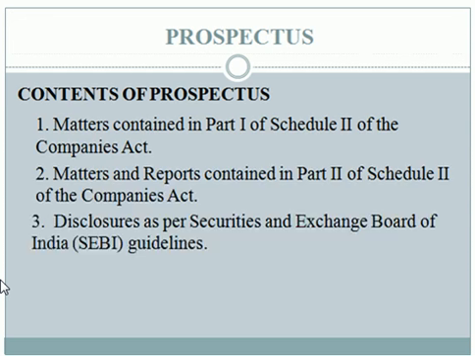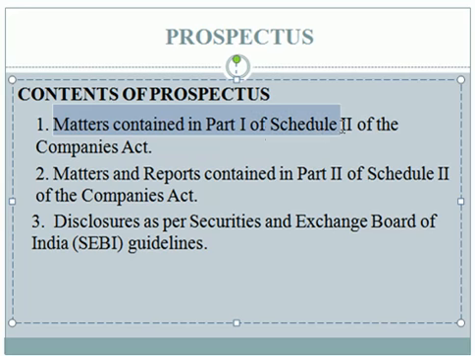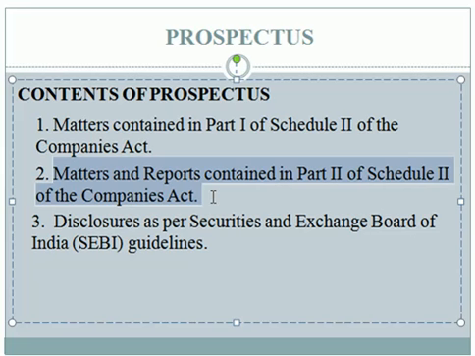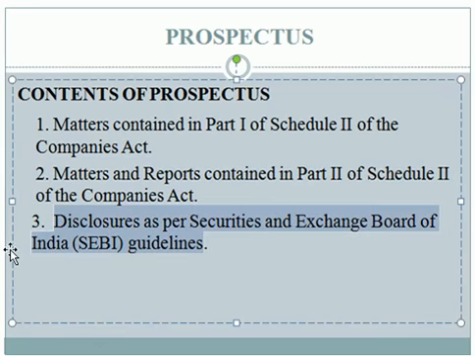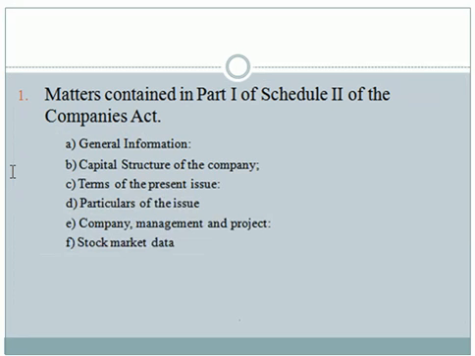To begin with, these are the three major contents of a prospectus. Matters contained in Part 1 of Schedule 2 of the Companies Act, matters and reports contained in Part 2 of Schedule 2 of the Companies Act, and some disclosure by the SEBI. To start with the first one, matters contained in Part 1 of Schedule 2 of the Companies Act, there are 6 points in this.